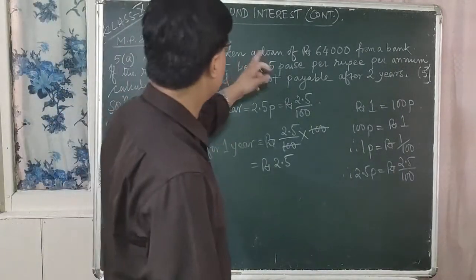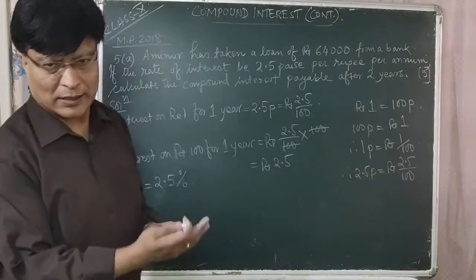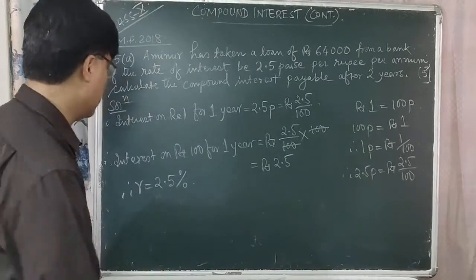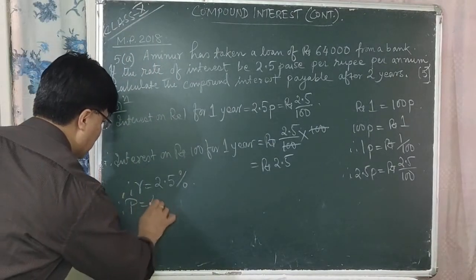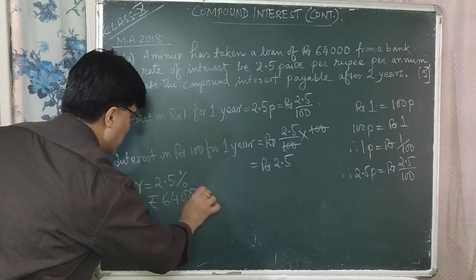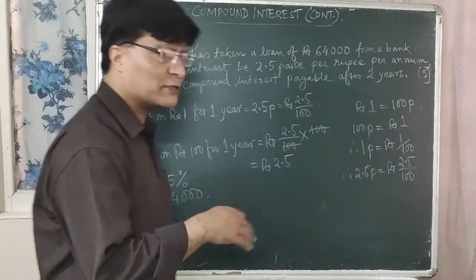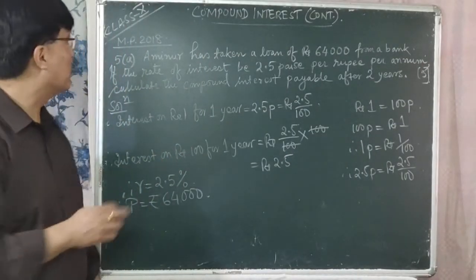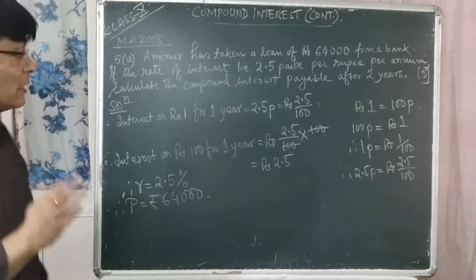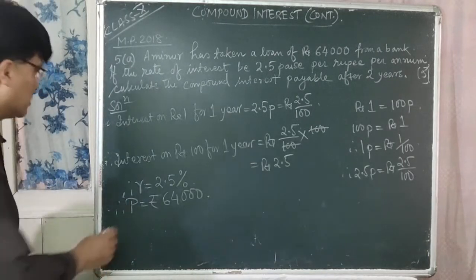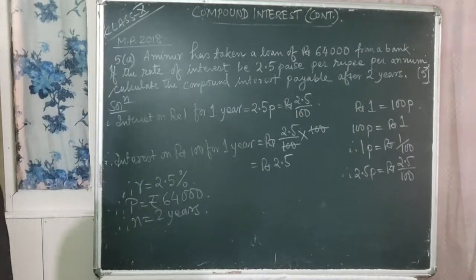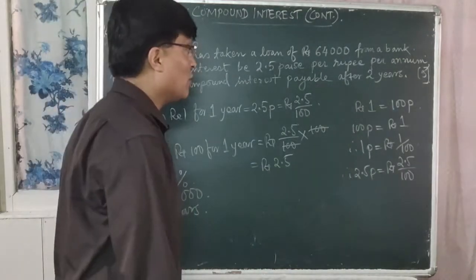So again, what is this? This is the loan. That means he is taking the loan of rupees 64,000 from the bank. So this 64,000 will be the principal. So therefore P is equal to rupees 64,000. So after 2 years, how much compound interest is to be paid by Aminur? Okay, that means you have to find out the compound interest. After how many years? 2 years. That is N is equal to 2 years. Is that clear now? So let us calculate the compound interest now.